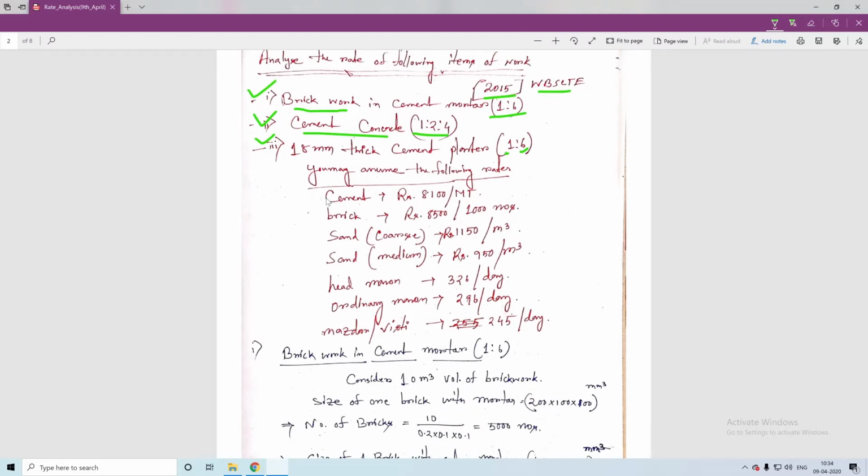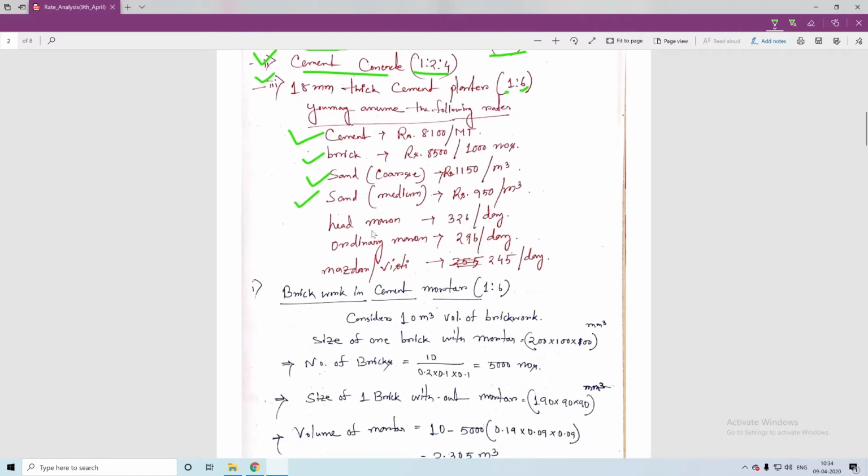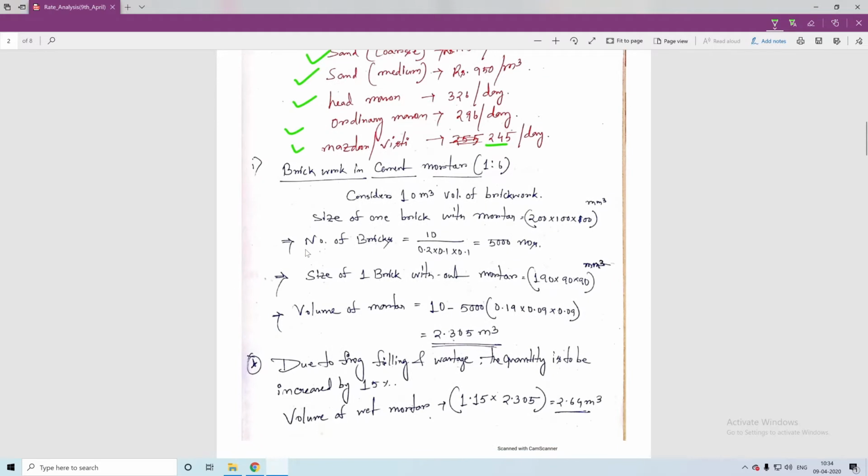Look, so these are the rates given. Cement rates are not so realistic, because if you need the actual value based on the current situation, you need to go to the market, ask the rates and write them there. Bricks are 8,500 per 1000 numbers. Coarse sand is 1150 per meter cube. Medium sand is 950 per meter cube. Head mason, ordinary mason and mazdoor are skilled, semi-skilled and unskilled labor, as you already know. The rates are given per day: 326, 296 and 245. Now coming to the solution.